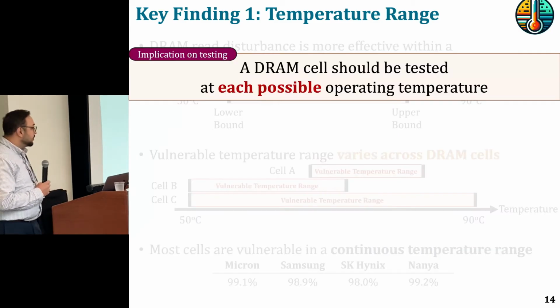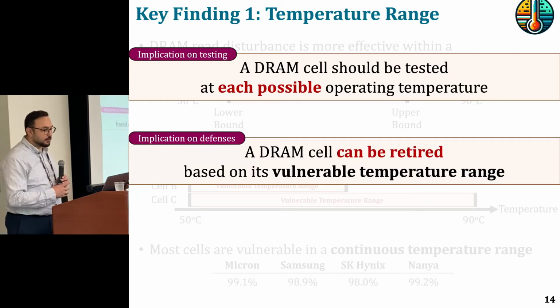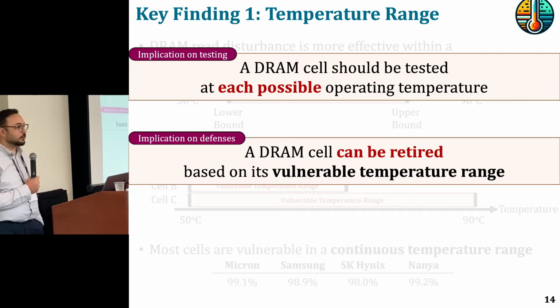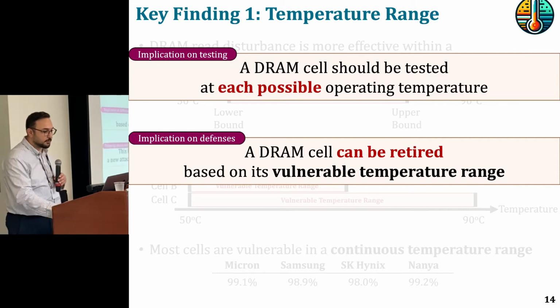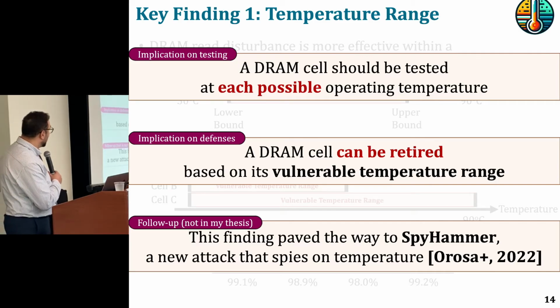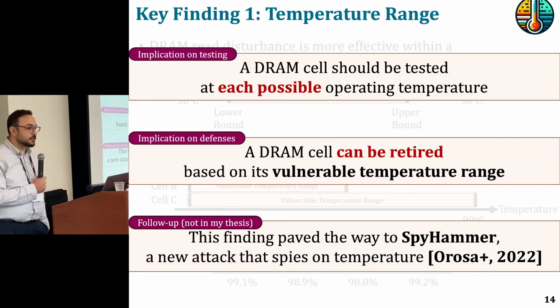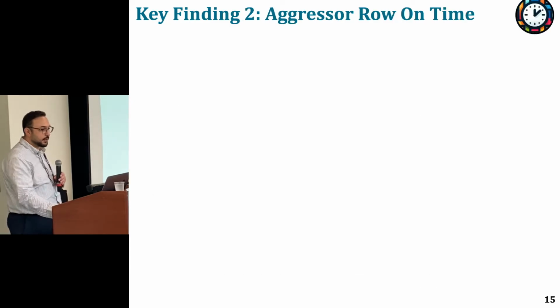These observations have some immediate implications. An example on testing is that now you need to test your DRAM cells at every possible operating temperature to accurately measure their vulnerability level. Another example implication on defenses is that you can choose to retire some cells based on system temperature and their vulnerable temperature range. And another implication on attacks, which turned out to be a follow-up work from other people, uses temperature sensitivity as a side channel to conduct a system-level attack to spy on temperature.